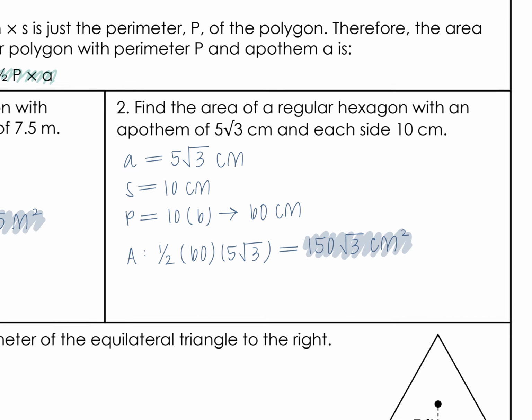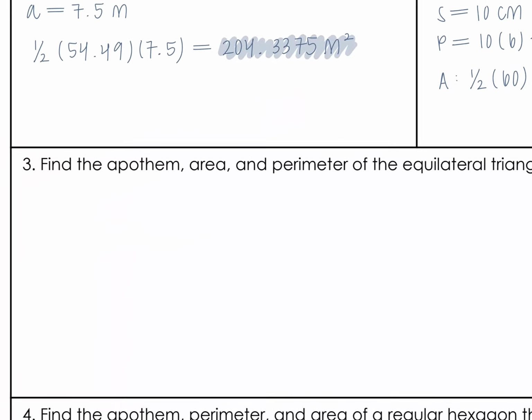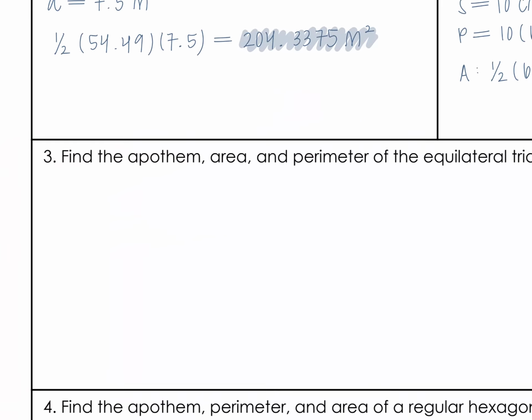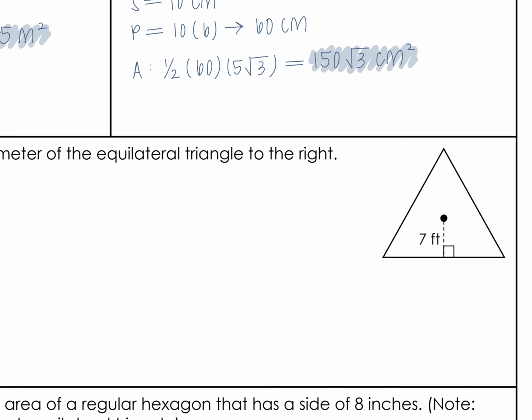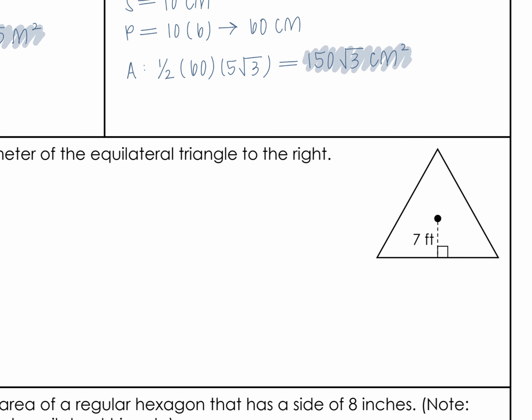Okay, moving into number 3. We have find the apothem, the area, and the perimeter of the equilateral triangle to the right. Okay, so I'm going to split this up here to form these lovely right triangles that we are going to deal with. And so we currently know my apothem is that 7 feet. So that's one of my answers, so I'm going to write that out.